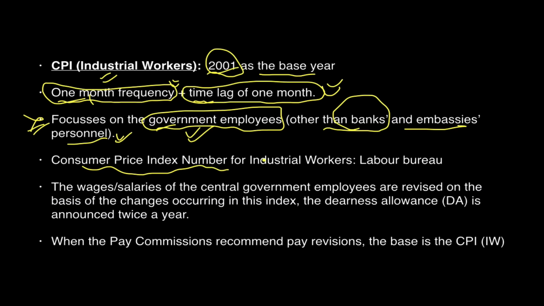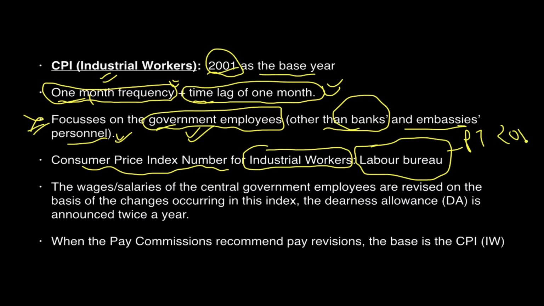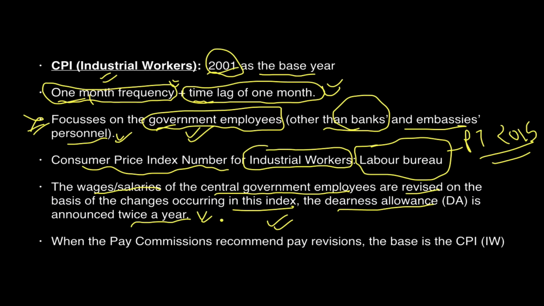Consumer price index number for industrial workers is calculated by Labor Bureau. It was asked in the preliminary examination 2015 of UPSC CSE. Okay, now the wages and salaries of the central government employees are revised on the basis of this index. Absolutely understood. Dearness allowance is announced twice a year. This is also based on this particular index. And finally, can you relate to the 7th pay commission which is coming next year? So the pay commission's recommendations are also based on CPI IW.